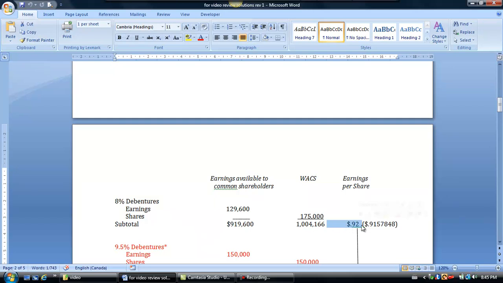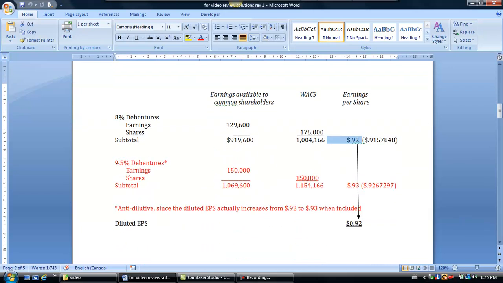But say you didn't know that rule. Say you forgot it, or you didn't come to class that day, or you didn't get the notes, or something happened. You could put it in and see it yourself, because we know those 9.5% debentures would be at the bottom of the diluted EPS cascade. If we had forgotten and by mistake included them, they would increase the earnings available to common through the EPS impact of $150,000. They would have increased your WACs by $150,000.